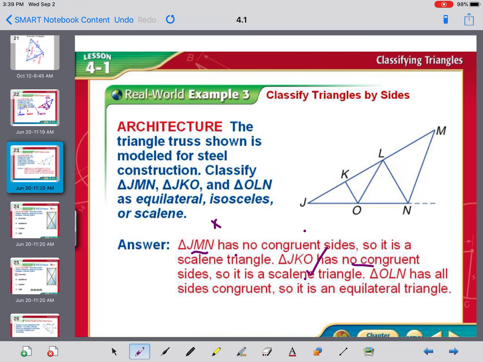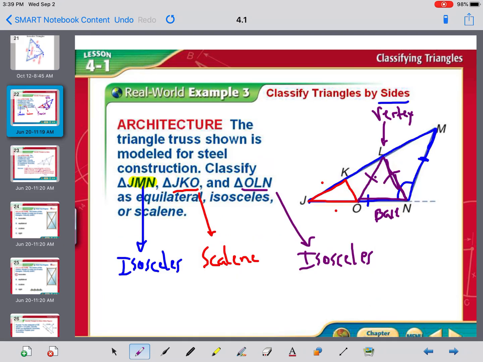Well, they say that JMN has no congruent sides, therefore it's scalene. JKO has no congruent sides, therefore it's scalene, which we got that one, we missed this one. And then they tell us that OLN has all sides congruent. I didn't see that either. And so it's equilateral. So let's go back and look at it.